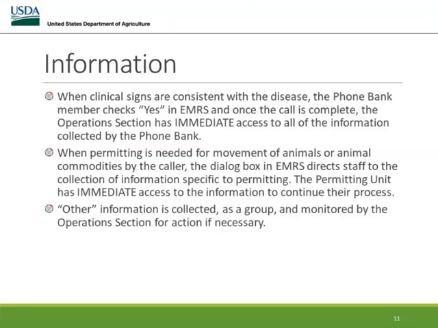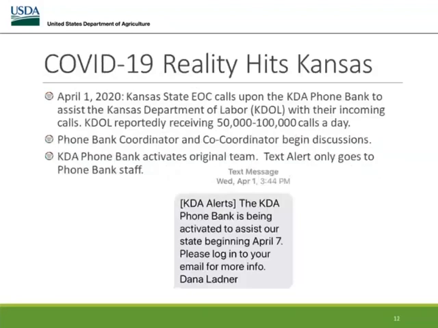We also added additions for our permitting section. And if a caller comes in and they need to move animals or animal commodities, we're able to enter additional information into a permitting section that the wizard has led us to, and that again goes immediately to the permitting unit, and they're able to continue with their job. And there's also an other section, and that is monitored by the operations section for action as necessary.